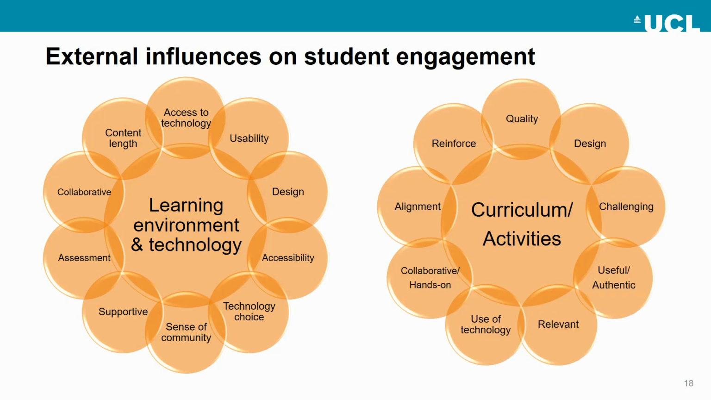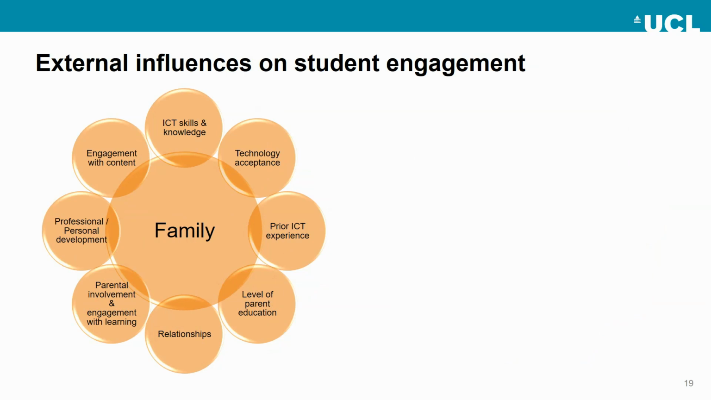In terms of curriculum and activities, again, as with the learning environment and technology, the quality and design of activities is really important, and especially ensuring that those activities are aligned to the learning outcomes that you're wanting from a particular course, but also that they're useful and provide authentic learning experiences and are relevant to students and what they're learning. In terms of familial influences on student engagement, we again find that their ICT skills and knowledge, their acceptance of technology, and their prior ICT experience is particularly important and influential when it comes to then supporting students and their learning at home.